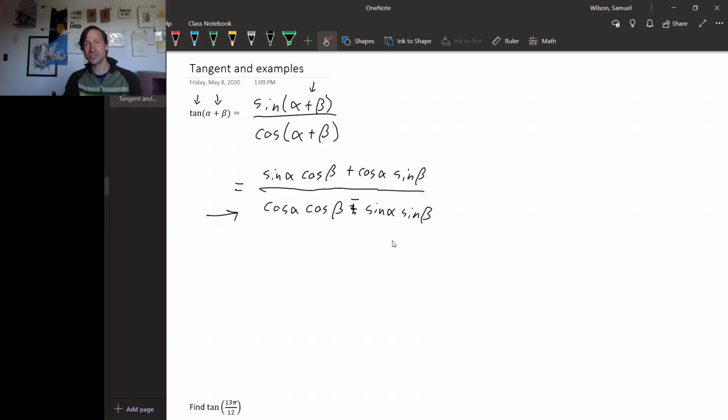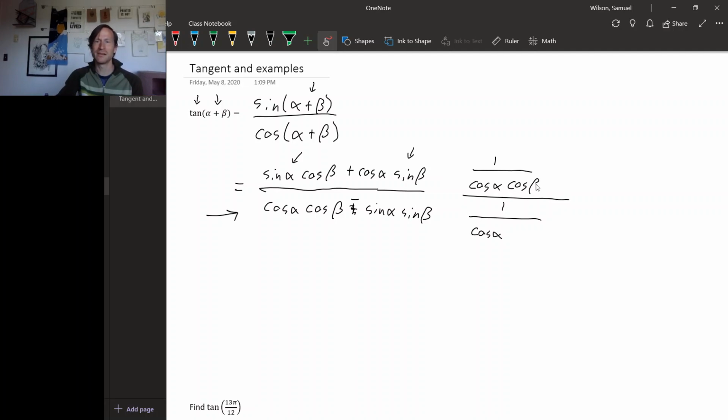Well, to get tangent to show up, we're going to have to divide some sines by some cosines. If you look at the numerator, to get this sine alpha to be a tangent, we're going to have to divide it by cosine alpha, like this. But if we do that in the numerator, we have to do that in the denominator as well. And to get this sine beta to be a tangent, we're going to have to divide by cosine beta, like this. But if we do it in the numerator, we have to do it in the denominator as well. All right, that seems like an idea.